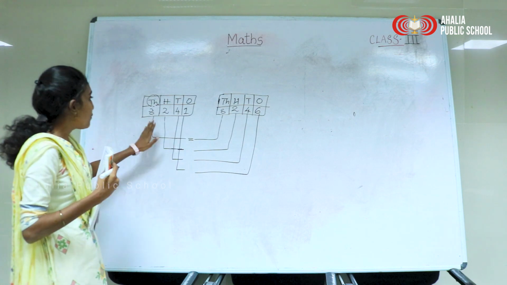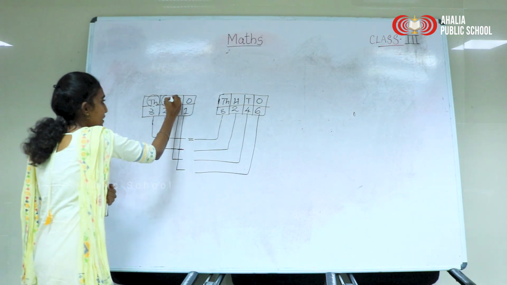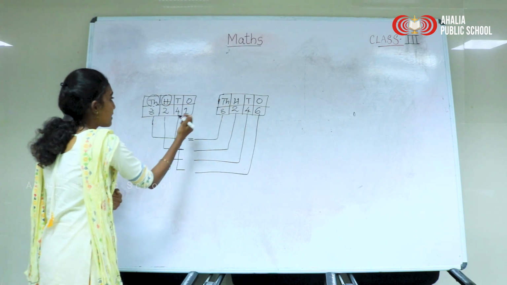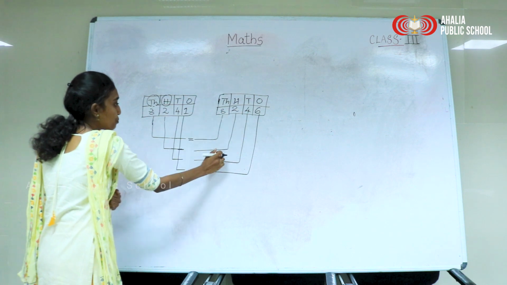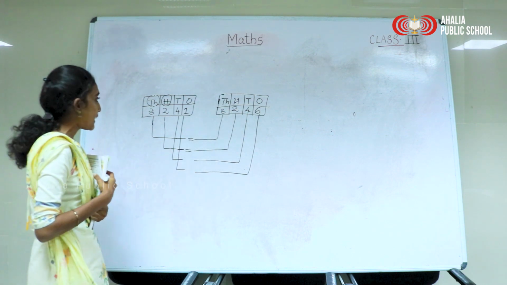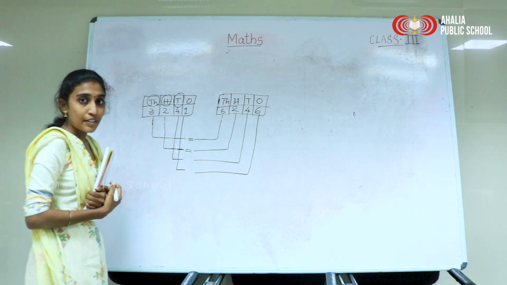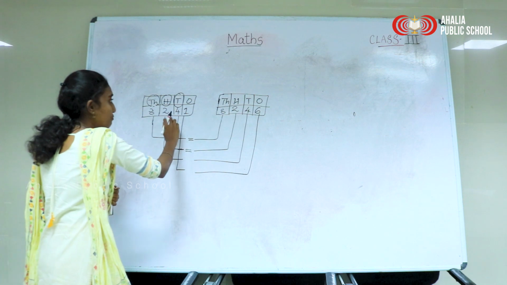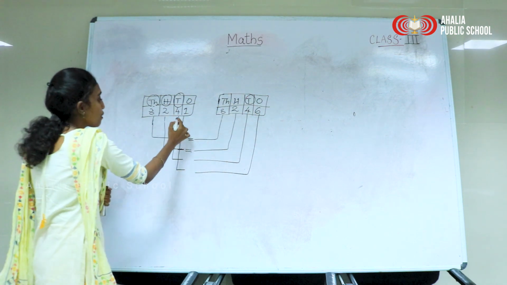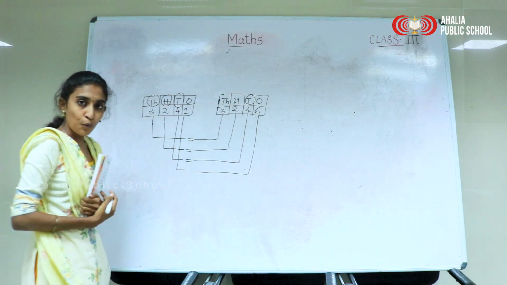And then we will be comparing the next place value. That is hundreds. We will be comparing the digits in the hundreds place. That is 2 and 2. Here also 2 is equal to 2. And then we will be comparing the tens place of this number with the tens place of this number. That is 4. 4 is equal to 4.